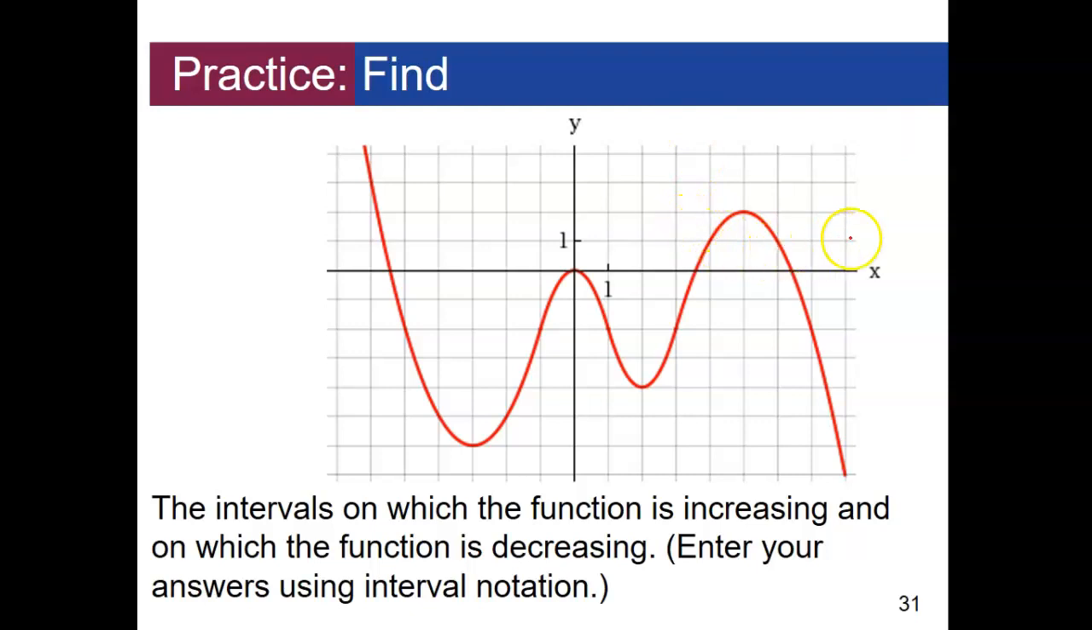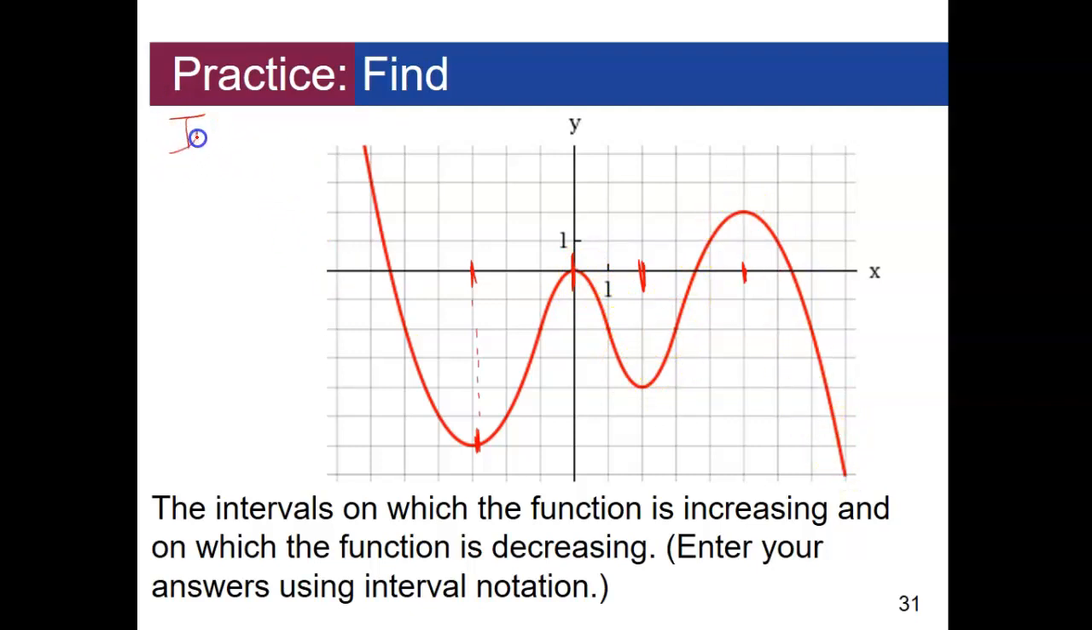Okay, here's one where I want us to identify the intervals where it's increasing and decreasing and give your answers in interval notation. So we're going to kind of break this up. You can see that if I look down here, this is a minimum, and it's also the place where we change from decreasing to increasing. This is another place that we change. Here's a place that we change. Here's a place that we change. So this part we're going decreasing, increasing, decreasing, increasing, decreasing.